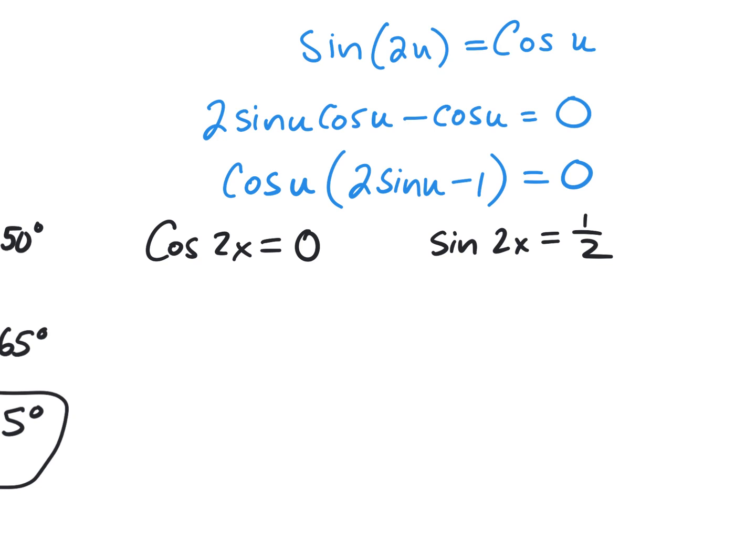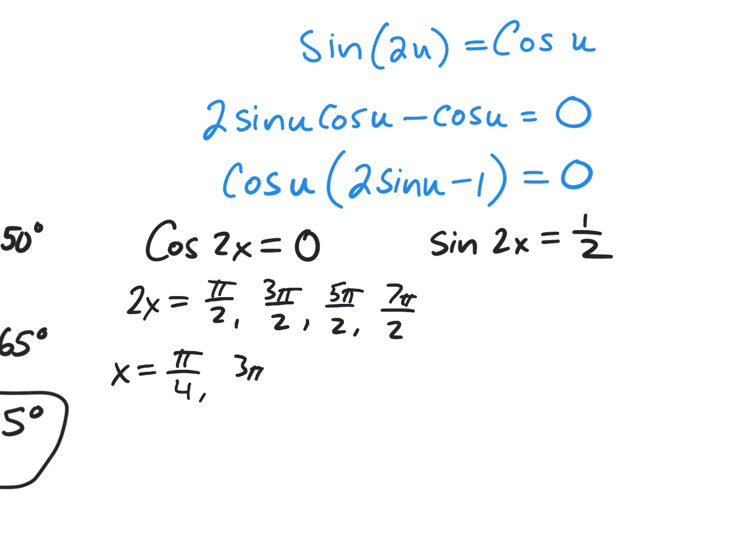I'm thinking about cosine equaling 0 on the unit circle. That happens when x is 0 on our unit circle. So that happens where 2x is going to equal pi over 2 and 3 pi over 2. I have a 2 there. That tells me I need to go around the unit circle again. So I'm going to include 5 pi over 2 and 7 pi over 2. We can finish these solutions here, divide everything by 2. We'll have pi over 4, 3 pi over 4, 5 pi over 4, and 7 pi over 4.